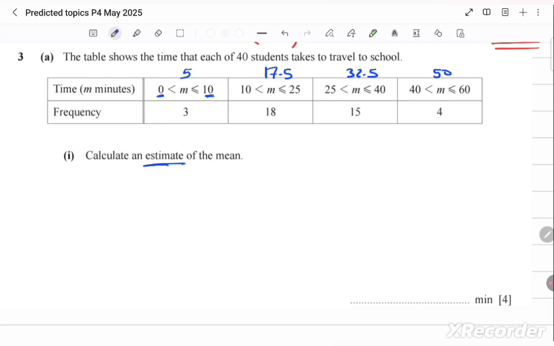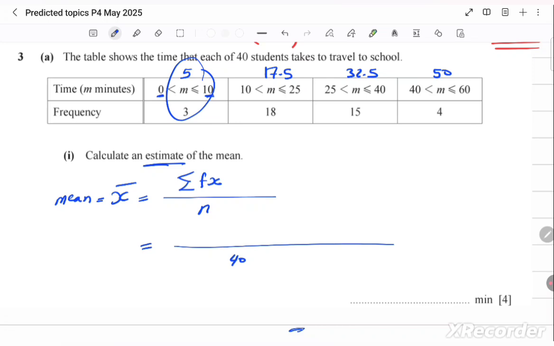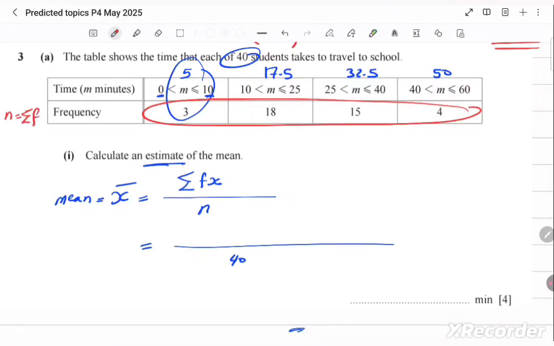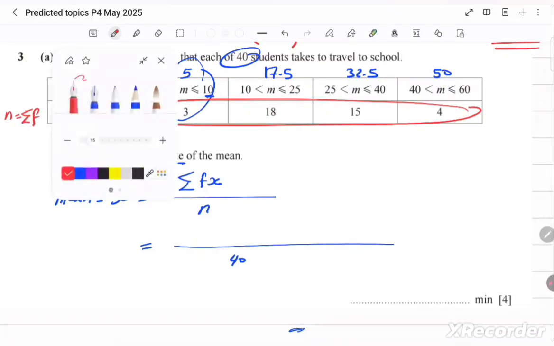Now how to estimate the mean? The mean is the sum of fx divided by n. So let's do that. N is 40, it's given. If it's not given, n will be the sum of the frequency. So n is the same as if you add all of them, just for your information if it's not given in a question about the mean.